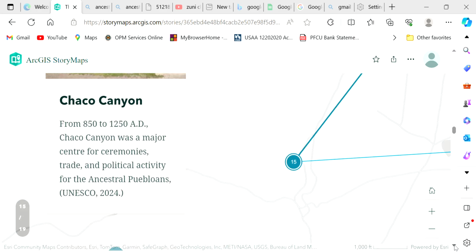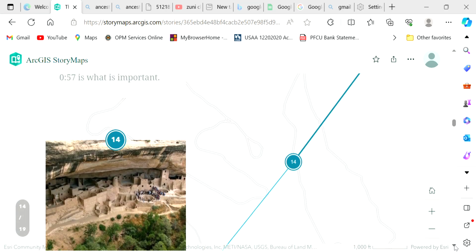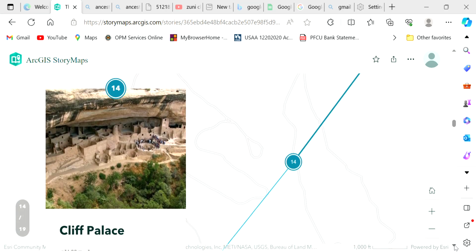Chaco Canyon. From 850 to 1250 AD, Chaco Canyon was a major center for ceremonies, trade, and political activity for the ancestral Puebloans. As you can see, this is it today. And along with the last one, this is also Cliff Palace today.